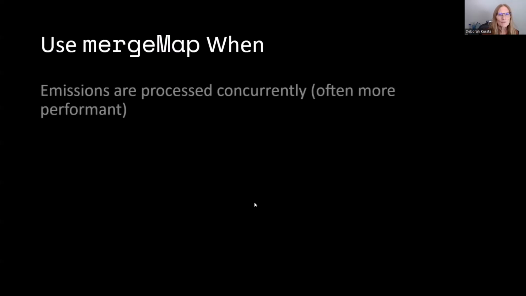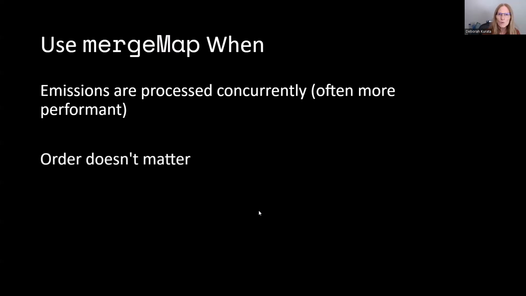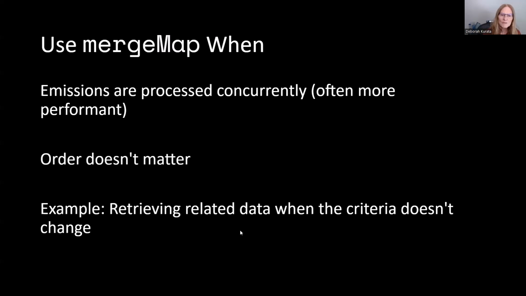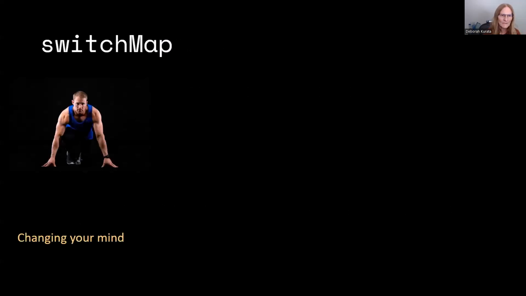We instead want to use merge map when we want the emissions to be processed concurrently, because that's more performant, but the order doesn't matter. So for example, retrieving related data when the criteria isn't going to be changing on you.